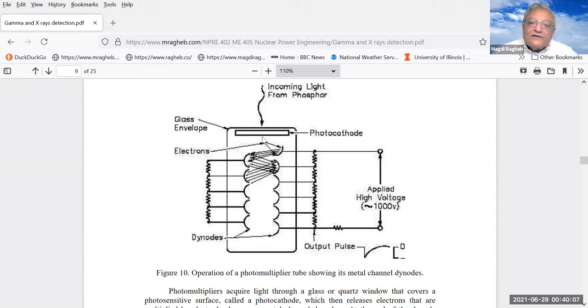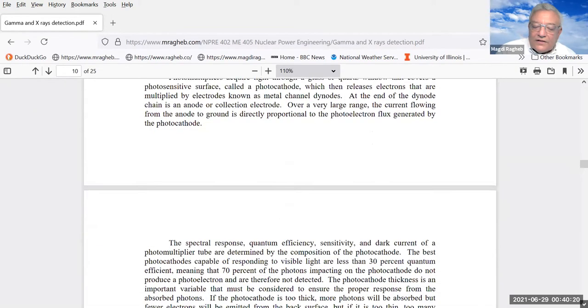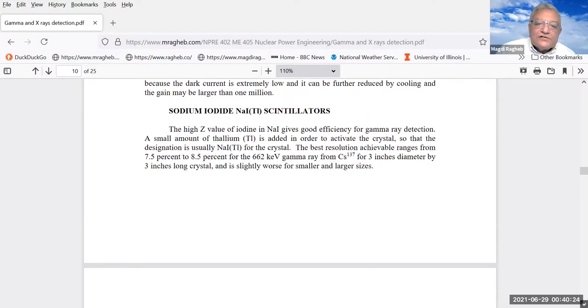And on the other side, a very, very weak source of, say, gamma or X-rays now can be measured in the scalar or the ammeter part of the tube in general. So this is called the photomultiplier tube, and it's a way of measuring very low-level radiation.